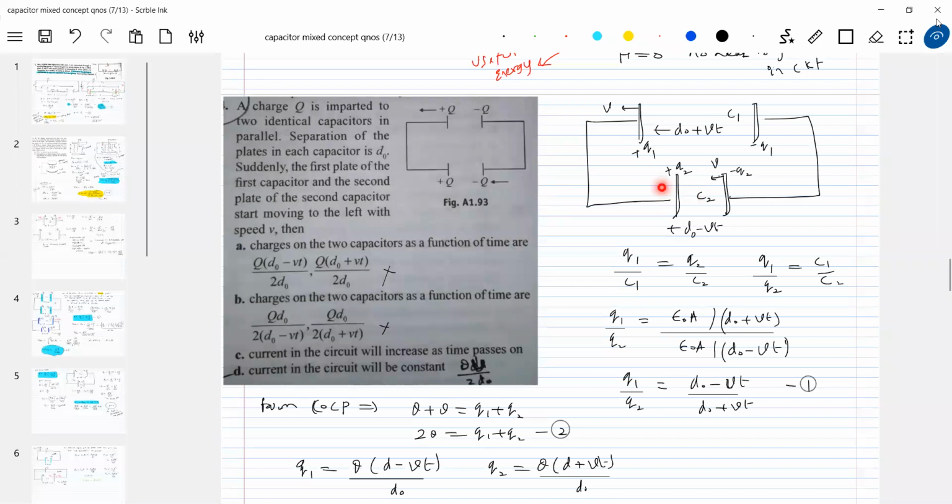So how do we get the current now? Here we have time, so I'll differentiate this equation. Shall I add up these two charges, or any one? If I differentiate, I'll get the current. The basic definition of current has to be introduced here. So what is the current here? Rate of flow of charge.